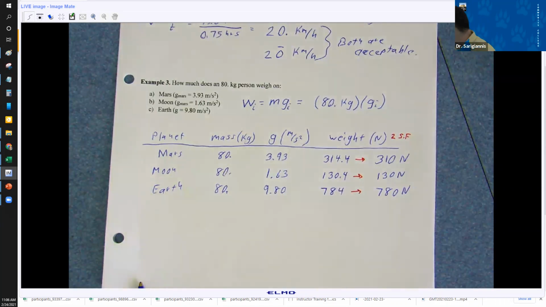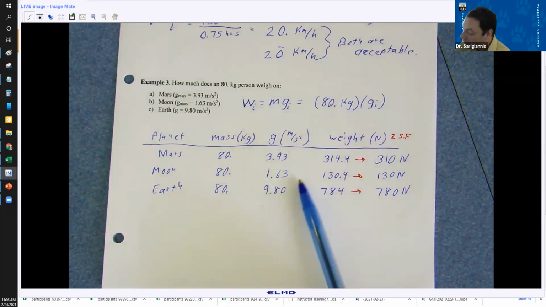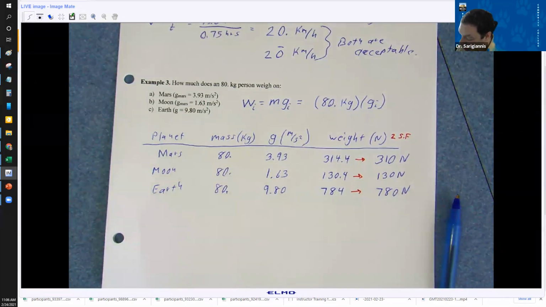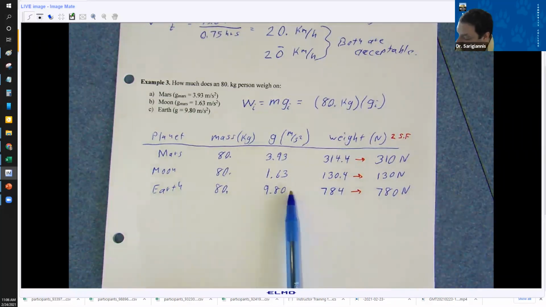Let me just do a quick calculation here. I think, what's the moon? Is that 9.8 divided by 1.63? Yeah, it's about 6 times the difference, right? So that's about 6 times the difference. So this is 6 times the difference, right? You weigh 1/6 less on the moon than on Earth. See, 1/6. And Mars is closer to, well, it's closer to half, I guess. 9.8 divided by 3.93. Yeah, 2.5 times. So you weigh about 2.5 times less on Mars than you do on Earth.